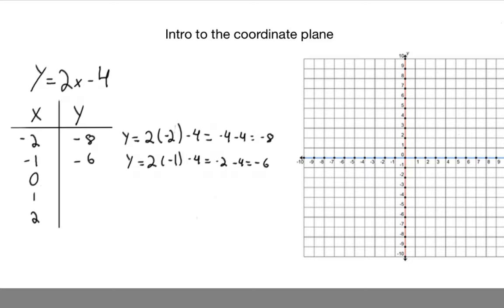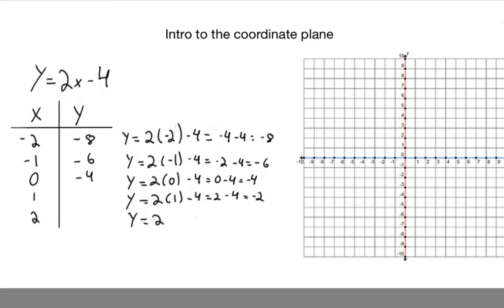And over here we have 0, so y equals 2 times 0 minus 4, which is 0 minus 4, which is -4. Then we have y equals 2 times 1 minus 4, which is 2 minus 4, which is -2. And finally, y equals 2 times 2 minus 4, which is equal to 0, because 4 minus 4 is 0. So just put these values in over here.